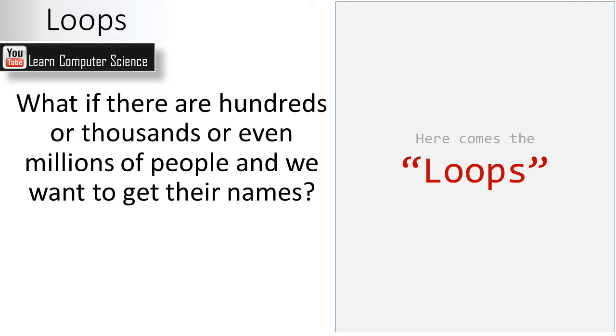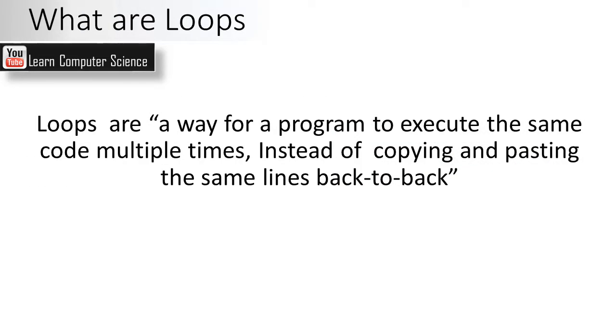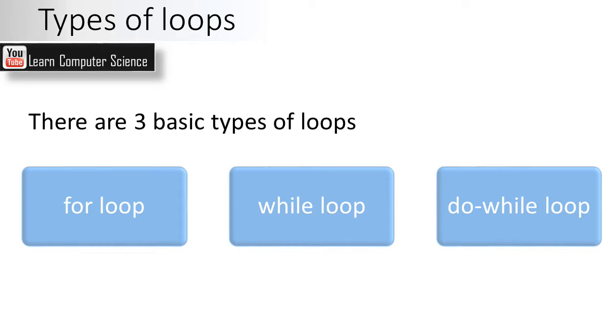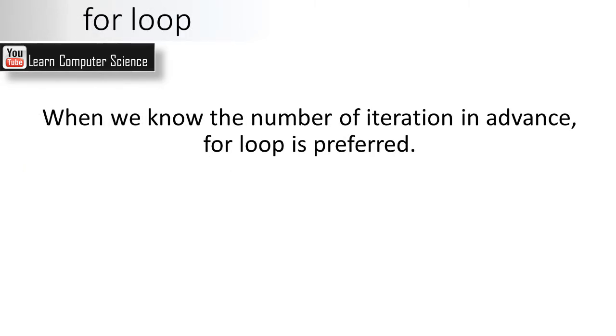But what are loops? Loops are a way for a program to execute the same code multiple times, instead of copying and pasting the same lines back to back. There are 3 basic types of loops: for loop, while loop, do while loop. Let's first consider the for loop. When we know the number of iterations in advance, the for loop is preferred.